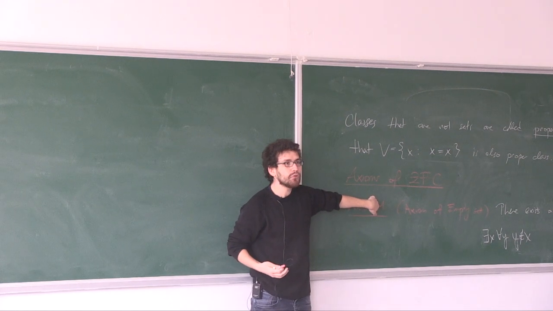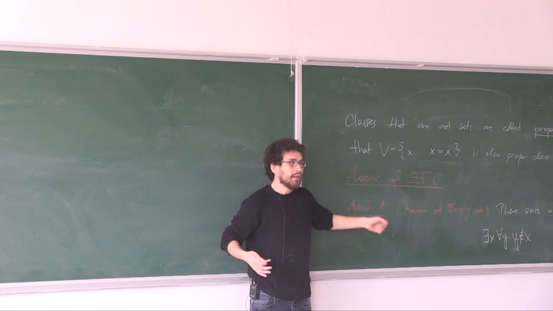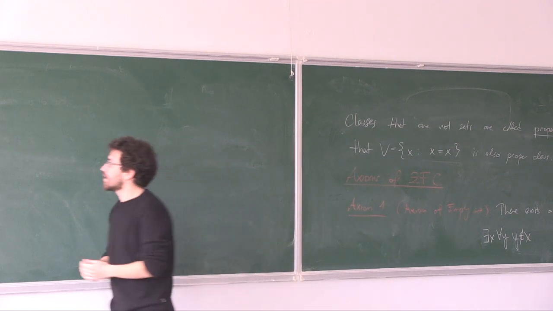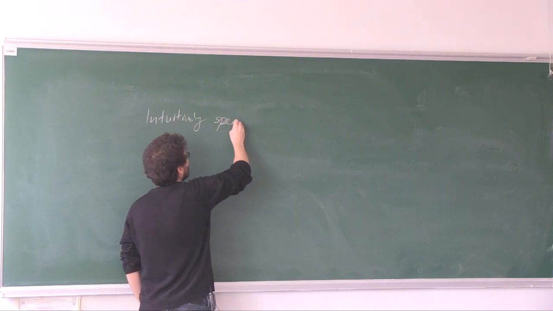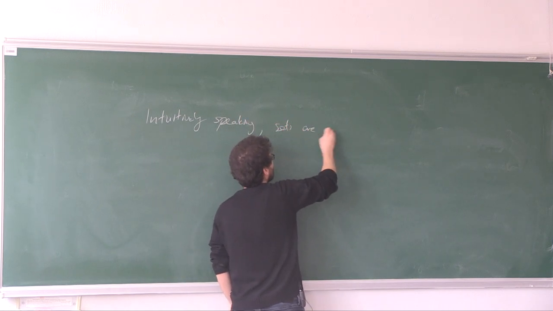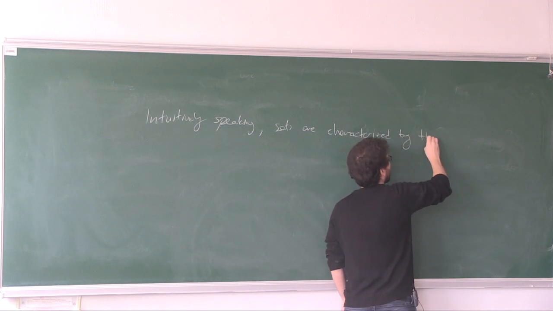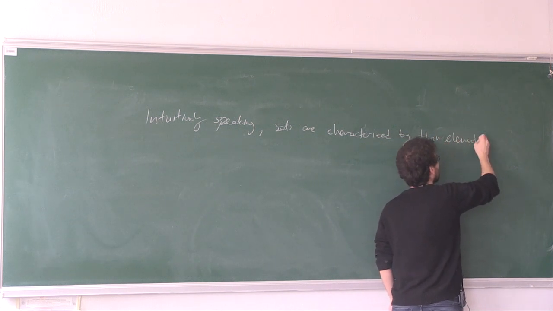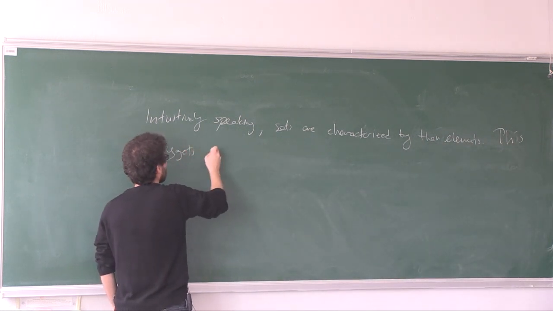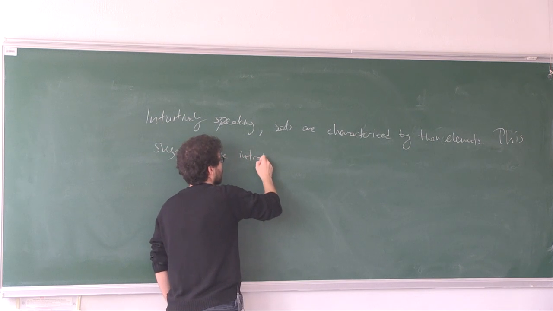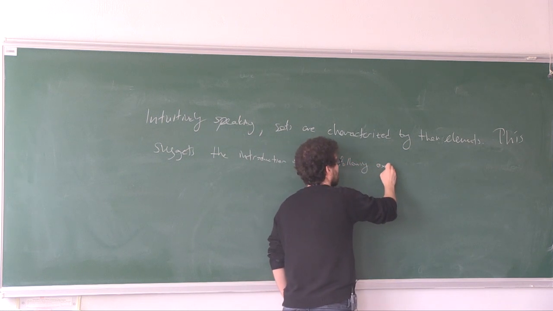But if you only assume this axiom, you cannot prove that there's only one empty set. And that's actually a theorem, not a guess. If you assume only this axiom, you cannot prove that the empty set is unique. Now, intuitively speaking, sets are characterized by their elements. This suggests the introduction of the following axiom.